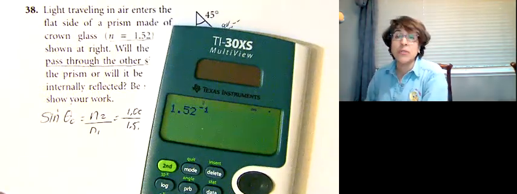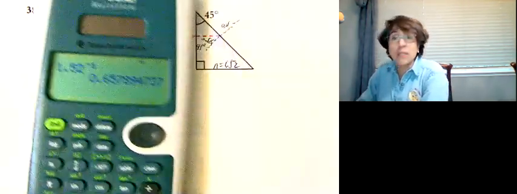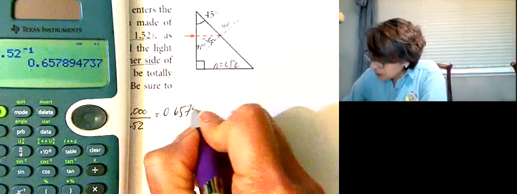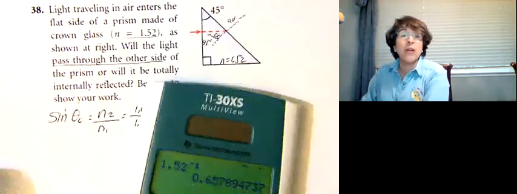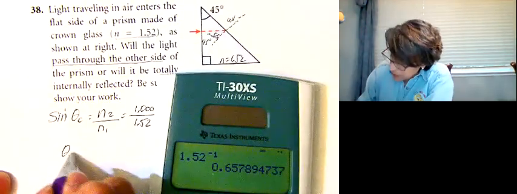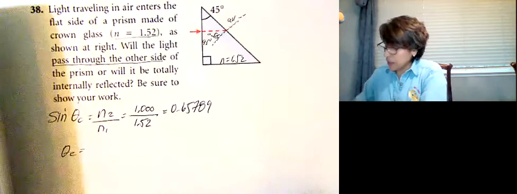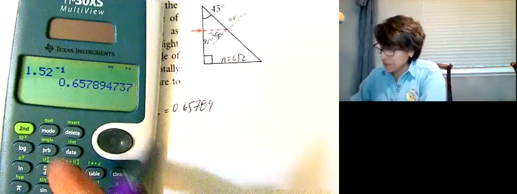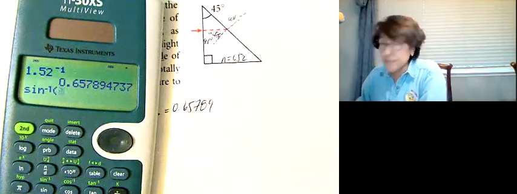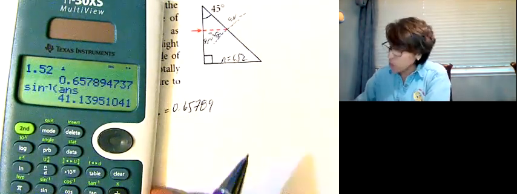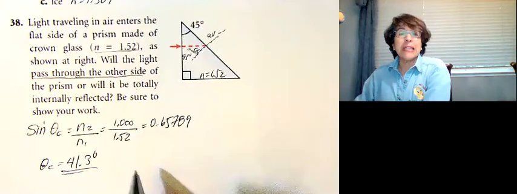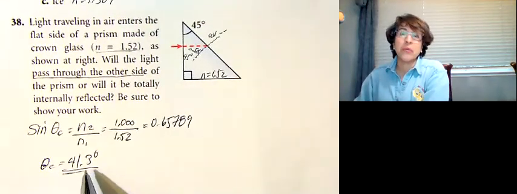1.52, give me the inverse of that. There we go. So that is 0.65789. Okay, so now we want to know what the critical angle is. Theta sub c. C for critical. All right, so we take the arc sine of that, and we get 41.13 degrees. So we notice that the critical angle is 41.13.